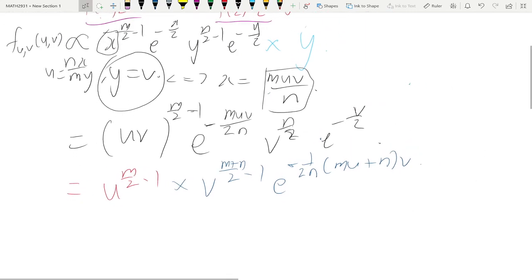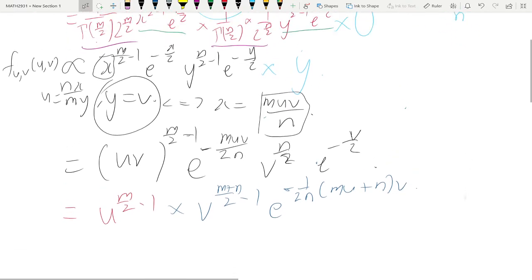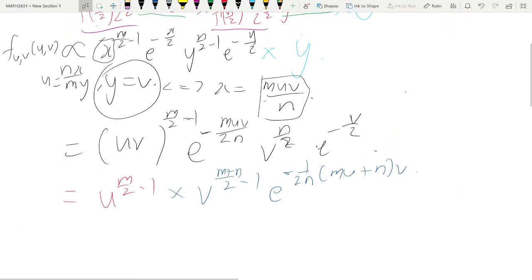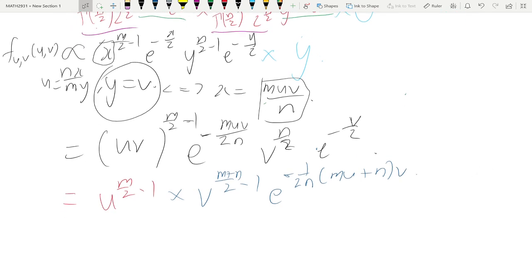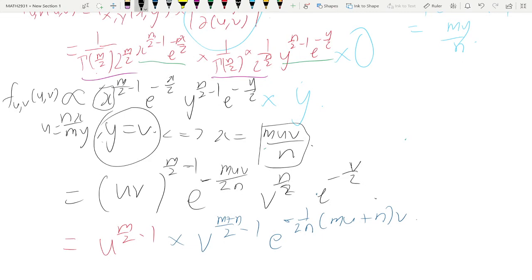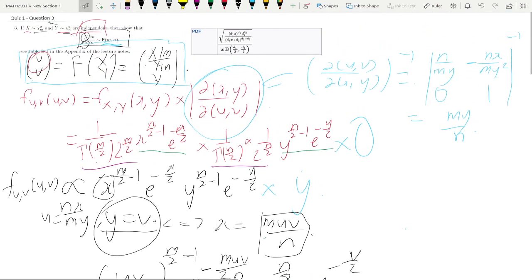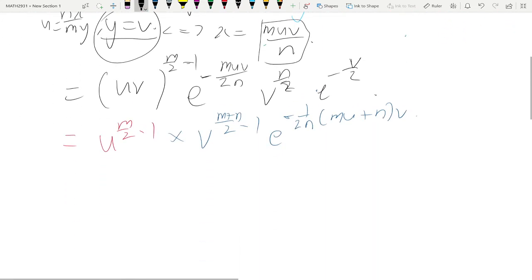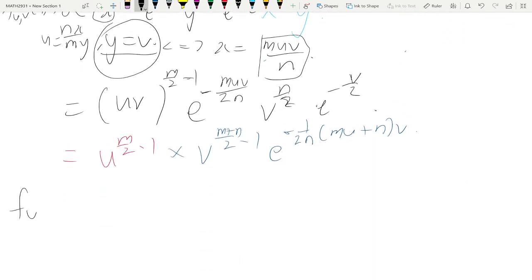Now, you have this part over here. Since you want to find the distribution in terms of u only, you need to integrate out v. You need to integrate over the range of all possible values of v, so we need to know what v is. In this case, v is just the y random variable, and y is chi-squared n, as you can see up here. So it's just 0 to infinity. So if you do this, u to the power of m on 2 minus 1, integrate from 0 to infinity.